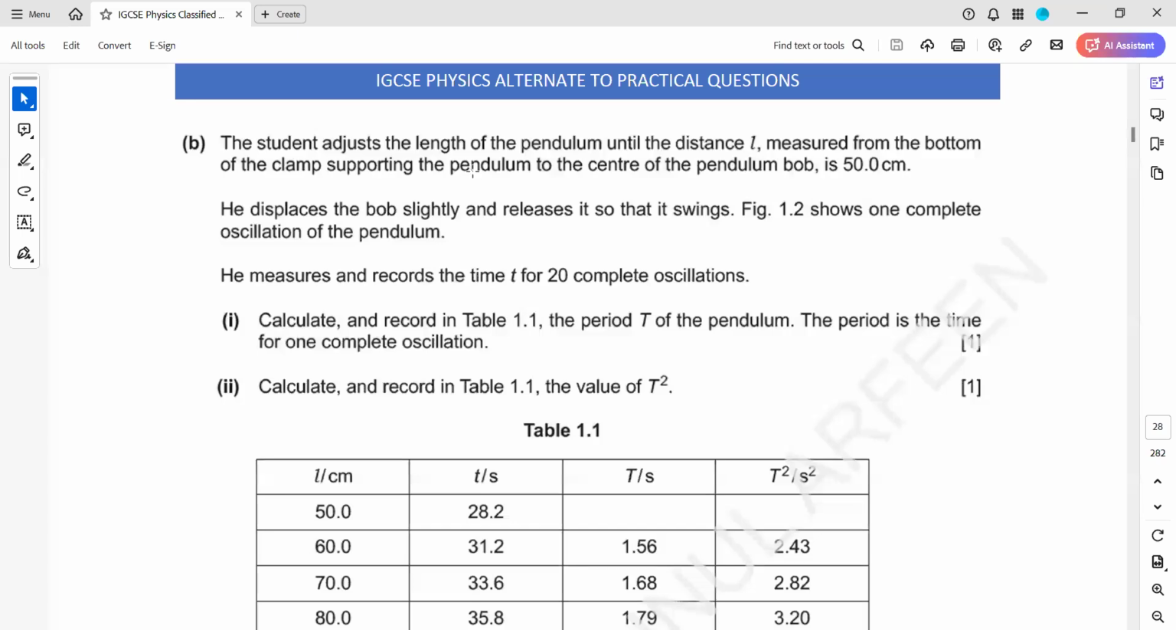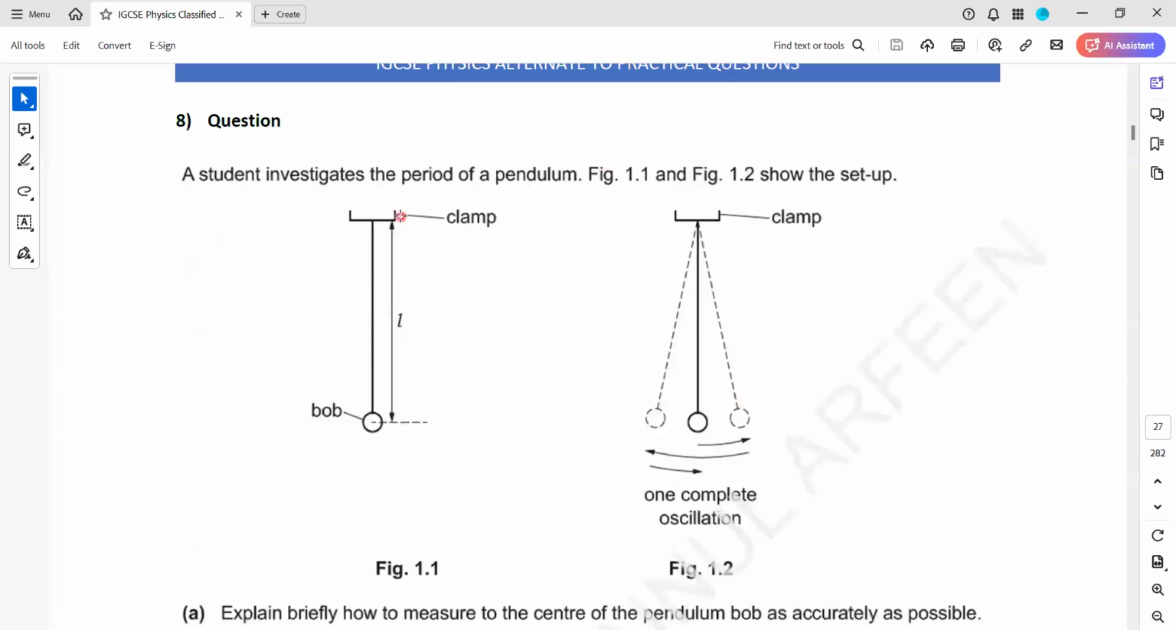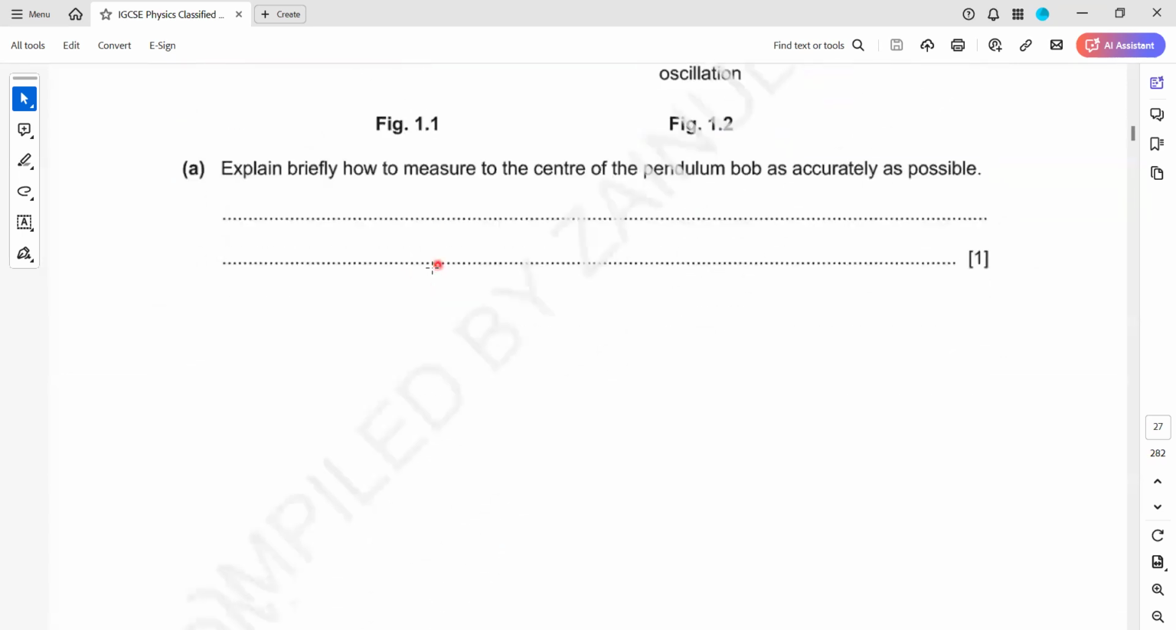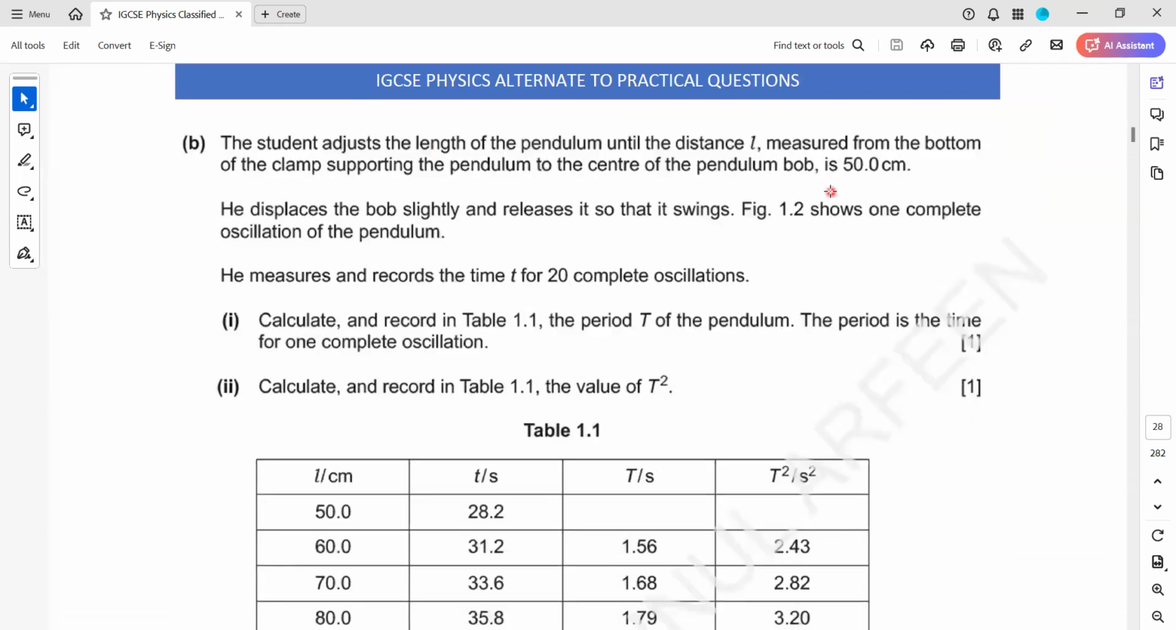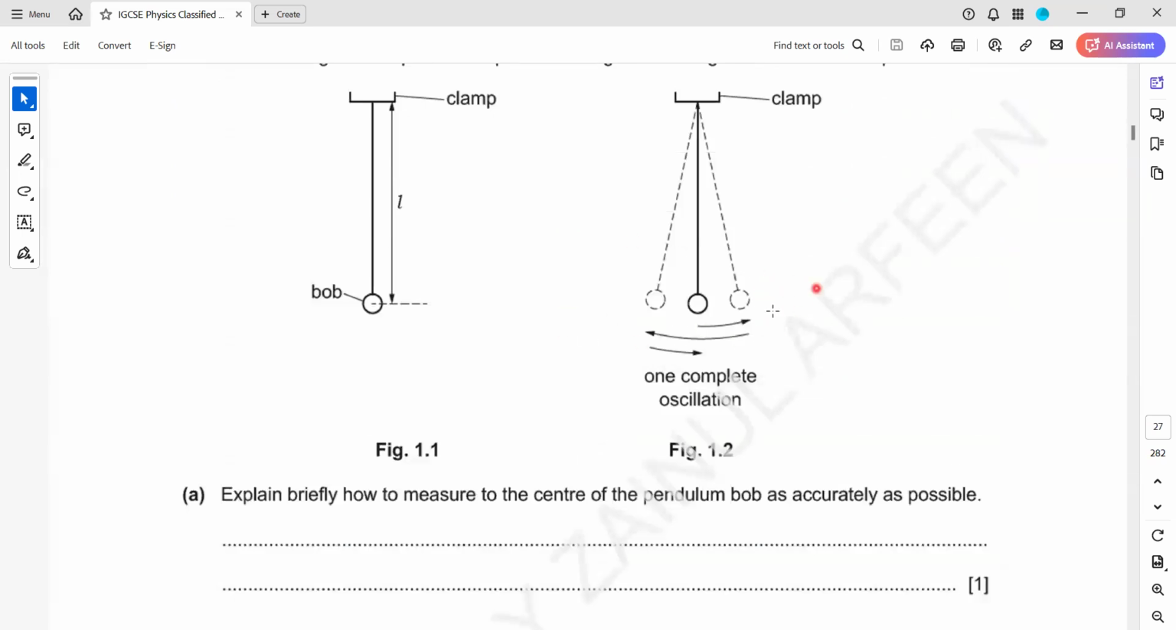In part B, the student adjusts the length of the pendulum until the distance L, measured from the bottom of the clamp support to the center of the pendulum bob, is 50 centimeter. What he did is measure the length from the position where he clamped the pendulum till the center, and this length he got 50 centimeter. He displaces the bob slightly and releases it, so that it oscillates.